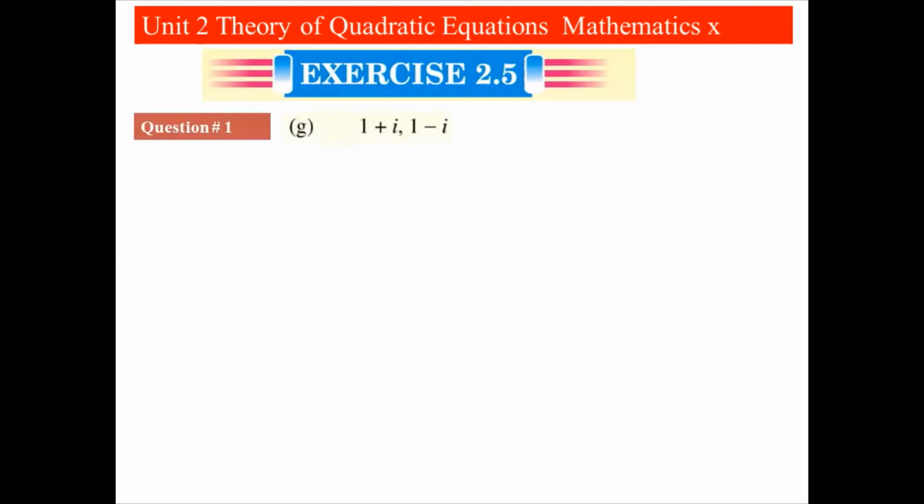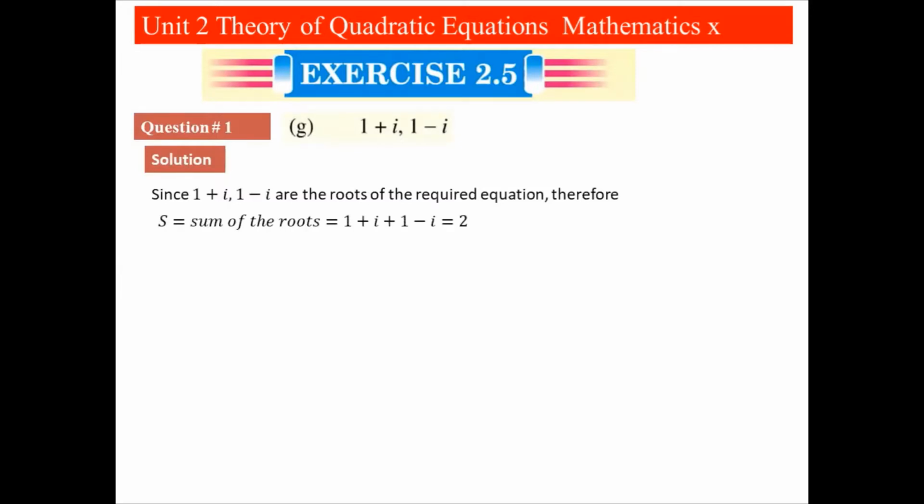Question number 1, part G. We have to write the quadratic equation whose roots are 1 plus iota and 1 minus iota. Solution. Since 1 plus iota and 1 minus iota are the roots of the required equation, therefore sum of the roots s is equal to 1 plus iota plus 1 minus iota. So this minus iota cancels out with this positive iota, so we are left with 1 plus 1, which is equal to 2. Product of the roots, so (1 plus iota)(1 minus iota), we can use here the formula (a plus b)(a minus b) is equal to a square minus b square. So we can write this as 1 square minus iota square.